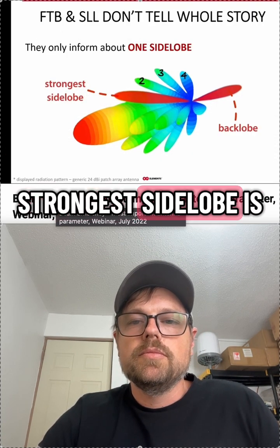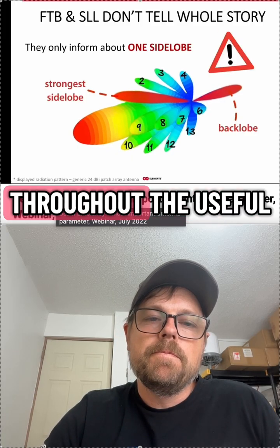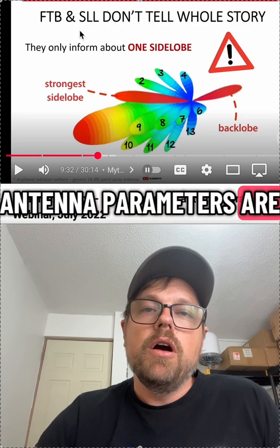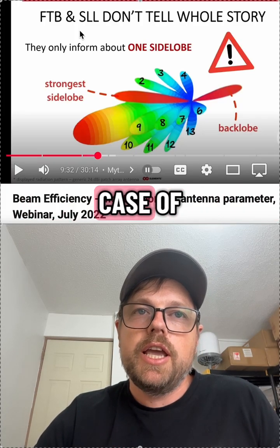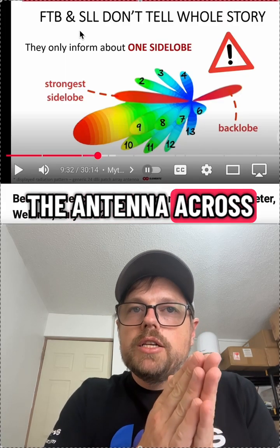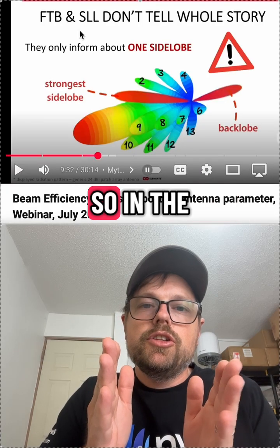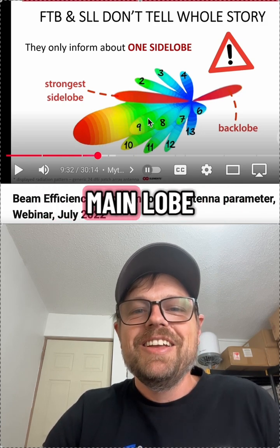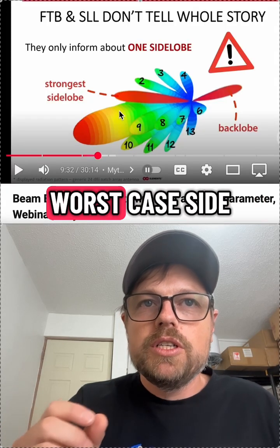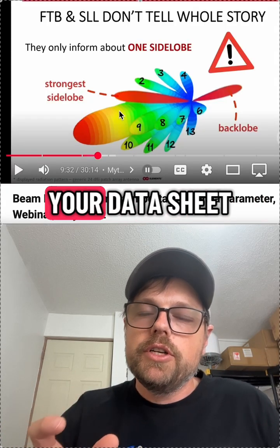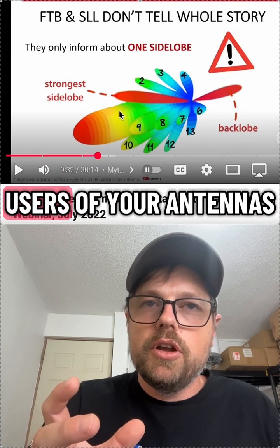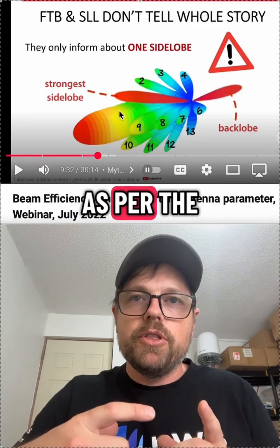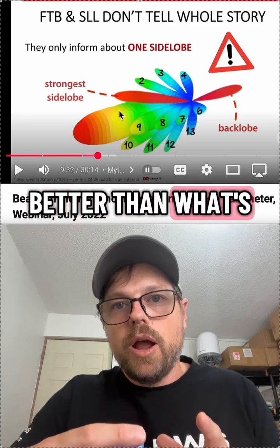Ratio. It tells you what the strongest side lobe is at one frequency, but nothing about the rest of the side lobes throughout the useful bandwidth of an antenna. That's not correct. Almost all antenna parameters are worst case numbers. They're the values of the worst case of the antenna across its designated frequency range. So in the case of side lobe level, it's the strongest side lobe relative to the weakest main lobe within the frequency range. So it's the worst case side lobe level that you use for your data sheet. That lets the users of your antennas understand what to expect in worst case situations. They know that when they buy your antenna as per the data sheet, it's going to be better than what's described on the data sheet.